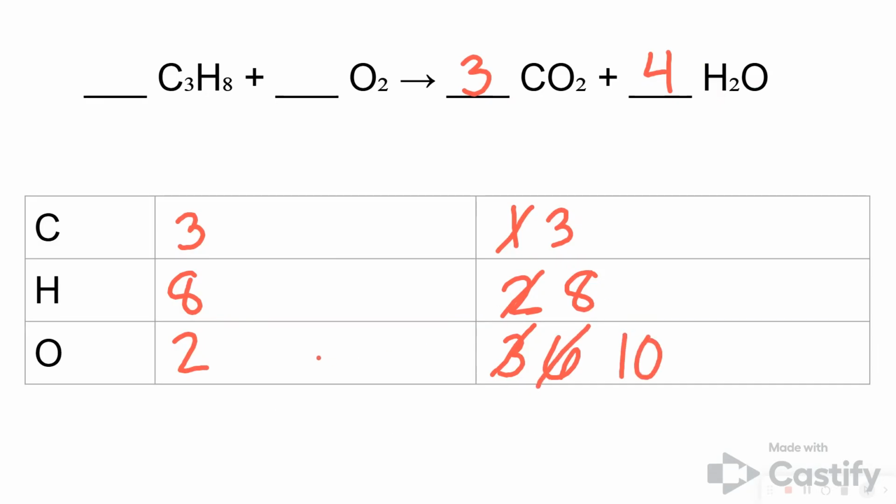Alrighty, so the last thing we need to balance is our oxygen. If we put a 5 right here, then now we have 10 oxygen. So let's double check ourselves. We have 3 carbon, 8 hydrogen, 10 oxygen, and then we have 6 plus 4 is 10 oxygen.